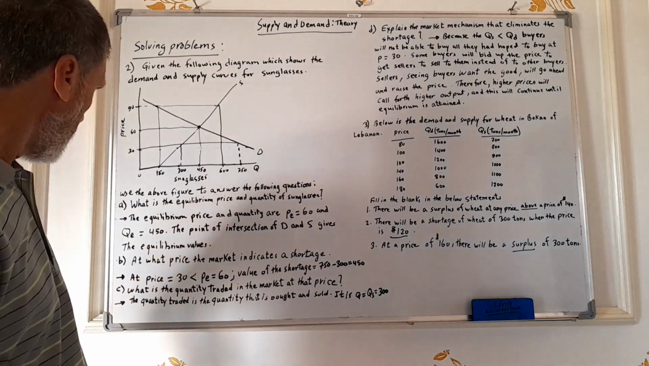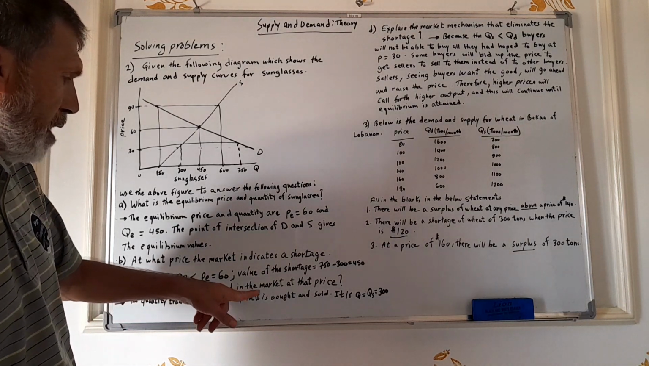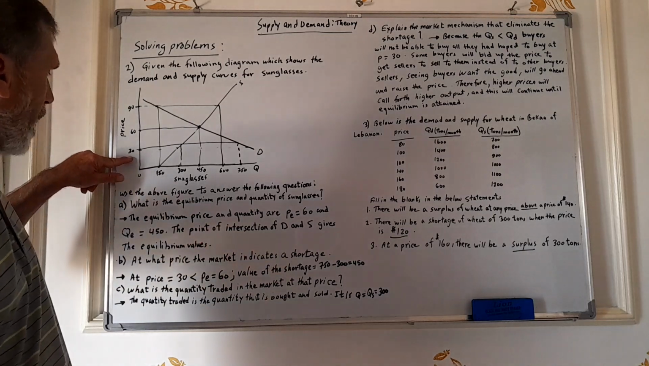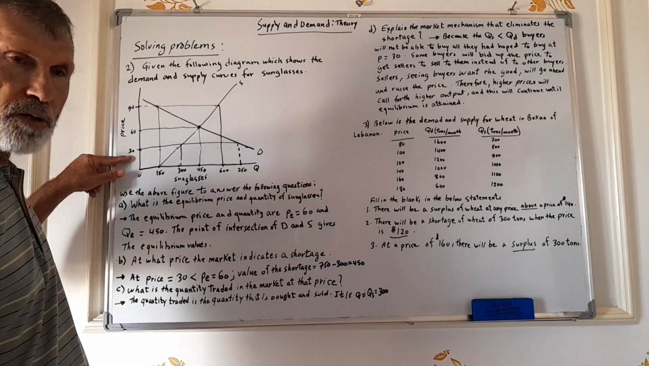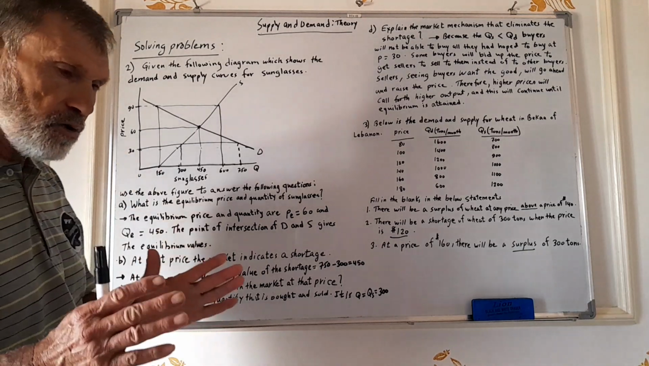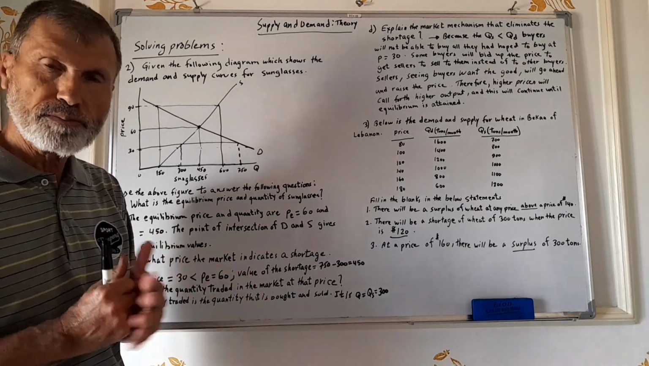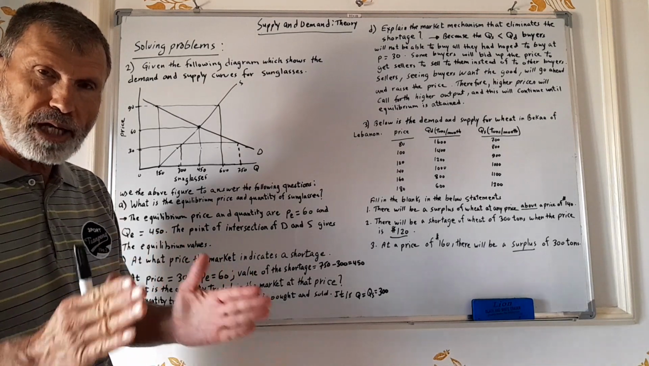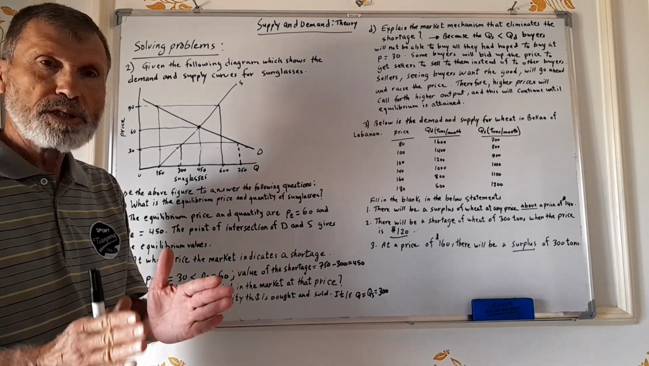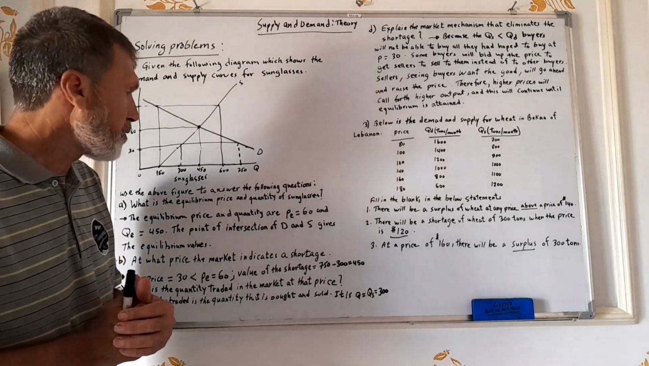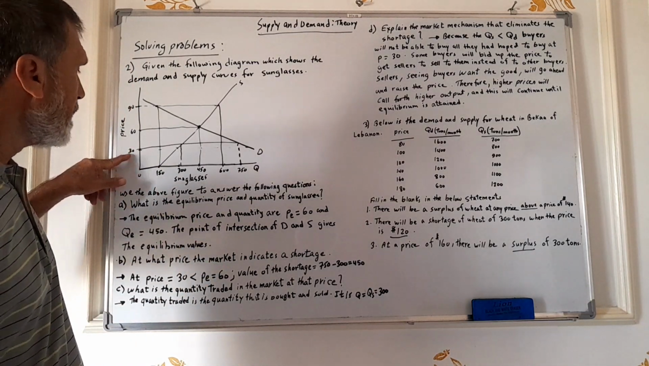Now, part C, what is the quantity traded in the market at that price? At the price equal to 30, where we have a shortage, what is the quantity traded? The quantity traded is the quantity that is bought and sold. What is the quantity that is bought and sold when the price equals 30? It is 300.